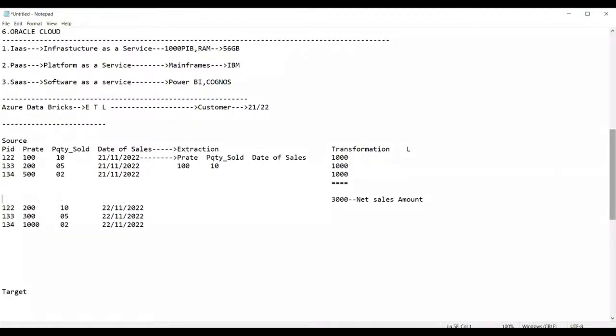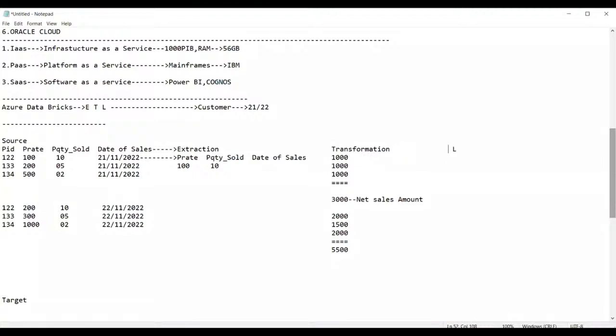For the 22nd day, 200 into 10 means what, guys? 2,000. 300 into 5 means what? 1,500. Very good. 1,000 into 2 means what? 2,000. Very good. So now calculate the sum. 5,500. Very good. Now, guys, this is the net sales amount, and this process is called the transformation process.